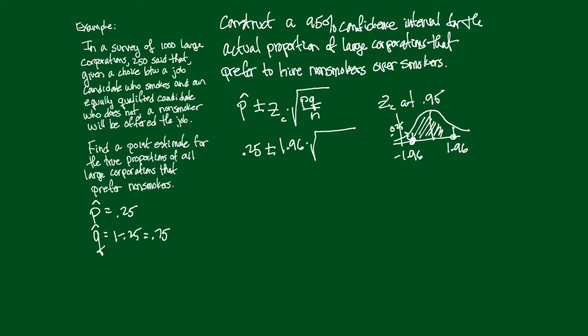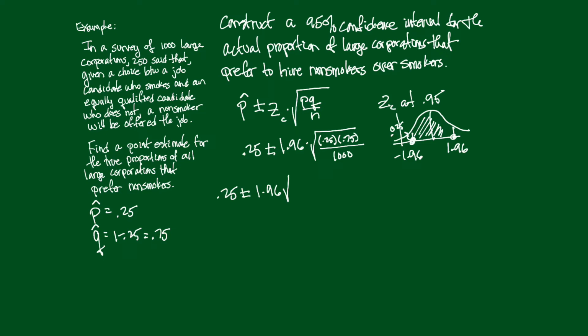Now for p and q, we'll have to use p hat, that's 0.25, and then 0.75, right? They have to add up to 1, divided by our sample size, which is 1,000. Now to compute this, I'm going to do it straight on my calculator. I'm putting in 1.96, and then you can press times if you want, but you don't need to.